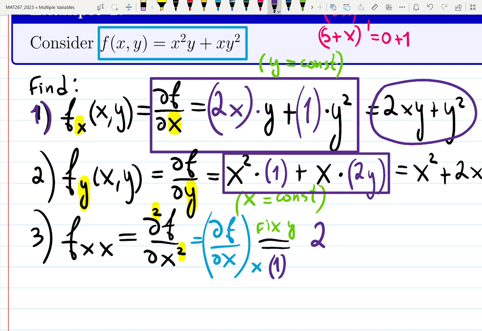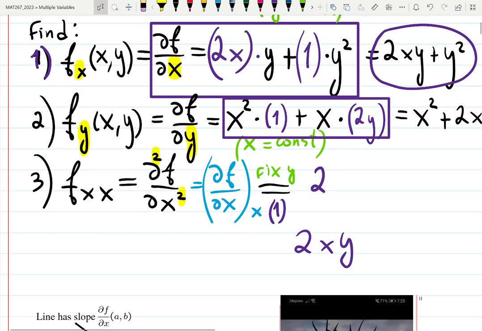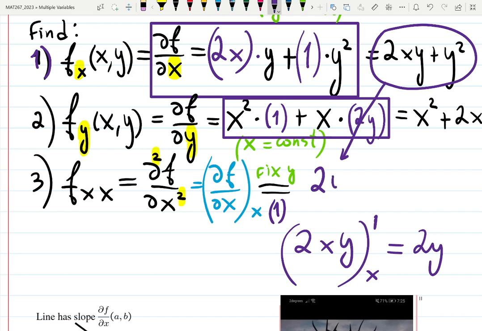Let's carefully see it again. 2xy prime with respect to x, so I'm differentiating, y is a constant, say 5 or 100. 2xy prime will be the derivative of 2, which is multiplied by a function. You keep it. Y, you keep it. Derivative of x is 1. So 2y. Does that make sense?